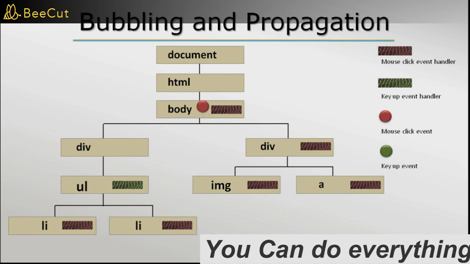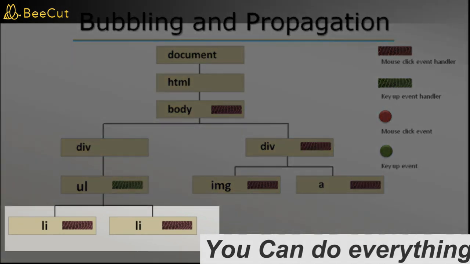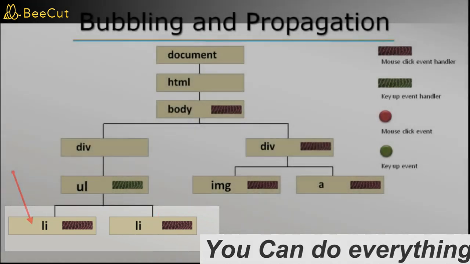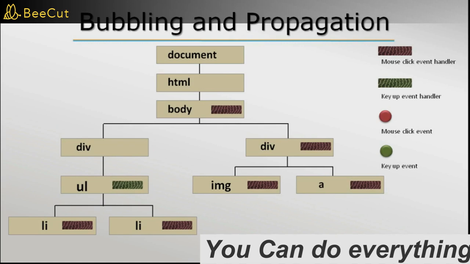Alright. And by bubbling up, we mean bubbling towards the root of the DOM tree, which is the document object, parent by parent. Now notice that siblings don't get that event. For example, if the click happened on this li element, the one above will not get a chance to capture that event. Alright? So the bubbling happens towards the parent of the element.